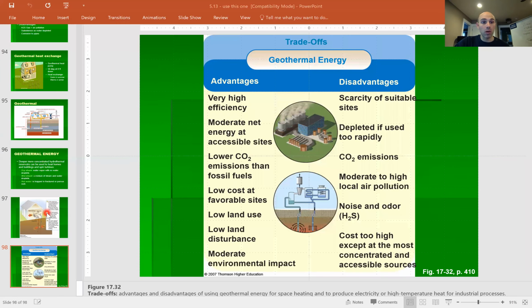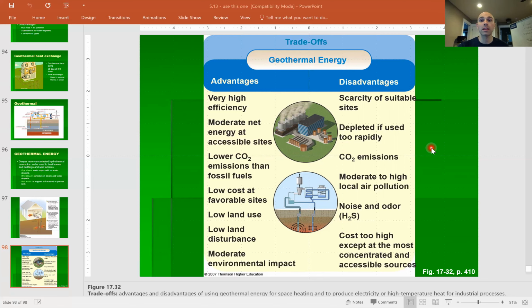Continuing to move on, we are almost done, guys. This is our last slide: as always, the advantages and disadvantages of a geothermal system. As with any other renewable system, the advantages are very high efficiency, lower CO2 emissions, and low land use. Think about it, it's all underground. There is a moderate environmental impact, not huge, which when compared to mining or other fossil fuels is very good.